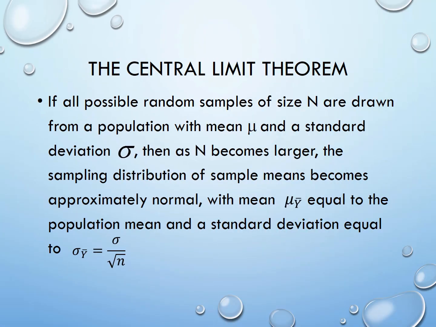These properties of the sampling distribution of the mean that we just talked about are summarized systematically in one of the most important statistical principles that underlie statistical inferences. And that's what's called the central limit theorem. It states that if all possible random samples of size n are drawn from a population with a mean and a standard deviation, then as n becomes larger, the sampling distribution of sample means becomes approximately normal, with the mean equal to the population mean and the standard deviation equal to the standard deviation of the sampling distribution of the mean.